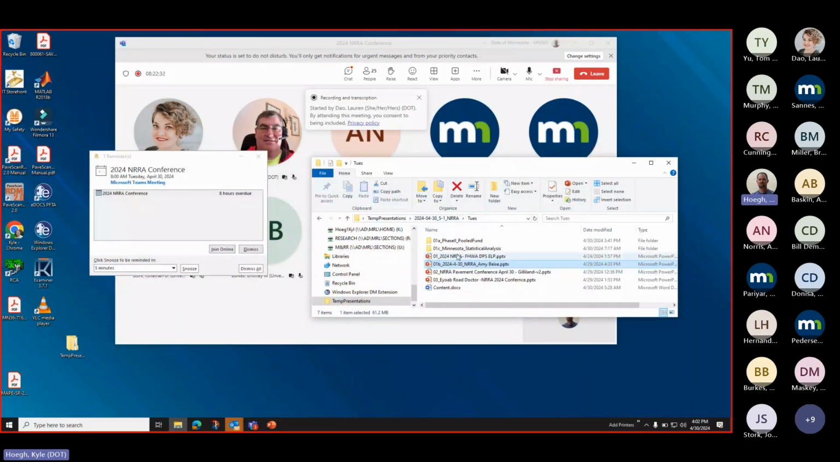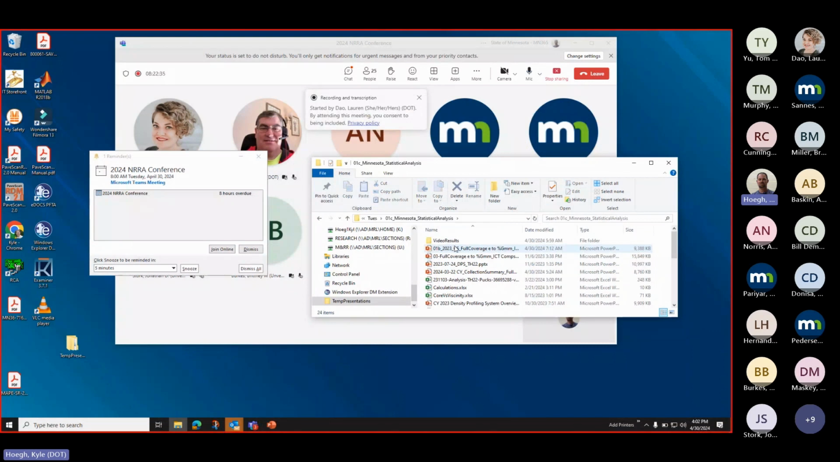Just hot mix asphalt, but the intent would be to allow it for other things like ready mix trucks, things like that. But right now I'm pretty sure it's just been on hot mix asphalt.